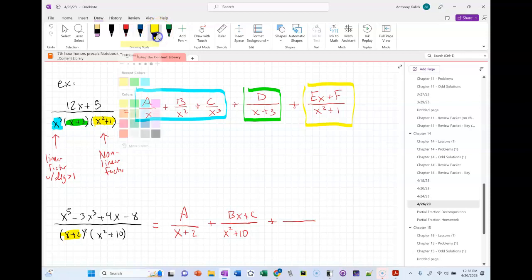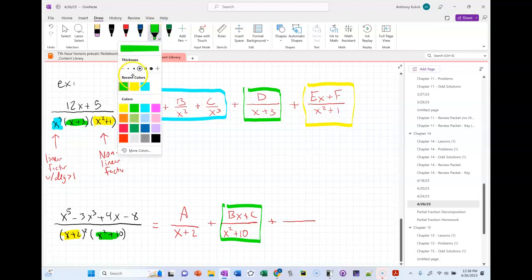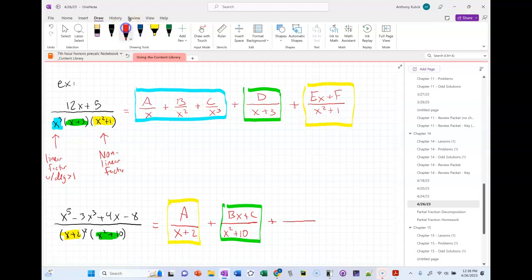Another... Yeah, how would I write it? x squared. Nope. Just one x. D. Okay, D over x plus 2. Close. Squared. Yeah, x plus 2 squared. Because that prime factor of x plus 2, you have 2 copies of it. You need a fraction with it to the first, and you need a fraction with it to the second.